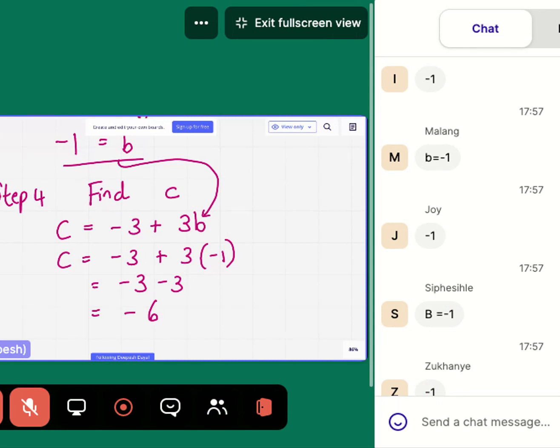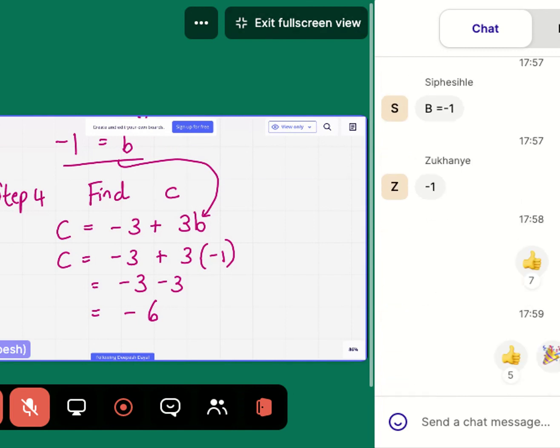So C is -6, right? What did we get? B is -1, C is -6. Now we can plug it into our original equation. Our equation was y equals x squared plus bx plus c. Yes? And we can plug it all into that equation and get our final answer.